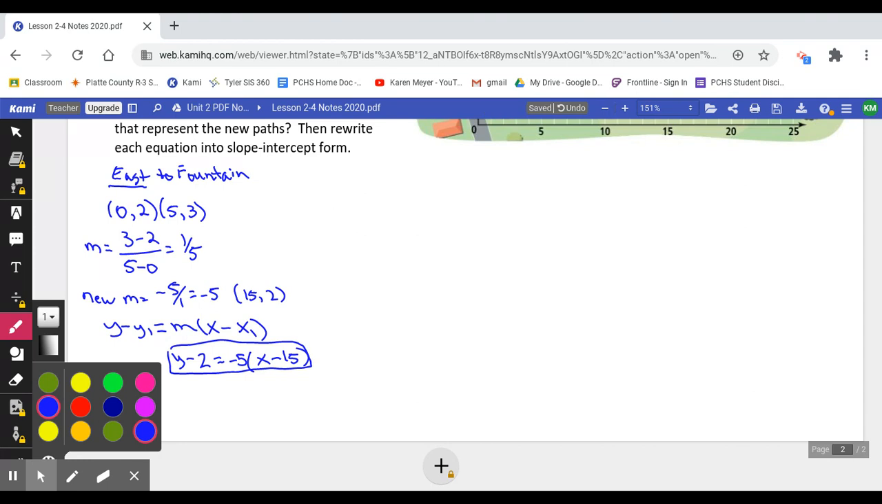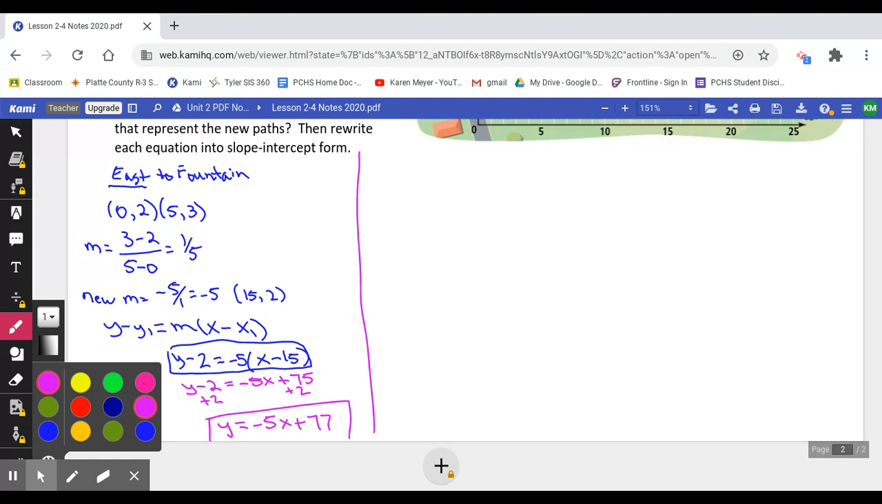Then it tells me to take point slope and put it into slope intercept form. So for slope intercept form, use the distributive property. y minus 2 equals -5x plus 75. To get y by itself, add 2 to each side. So y equals -5x plus 77.